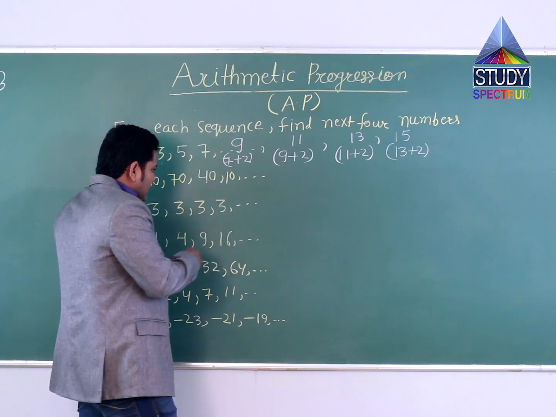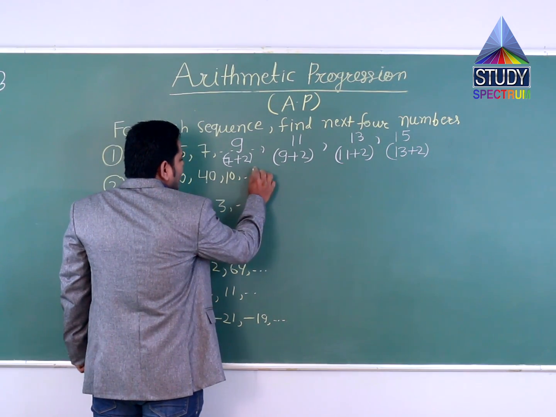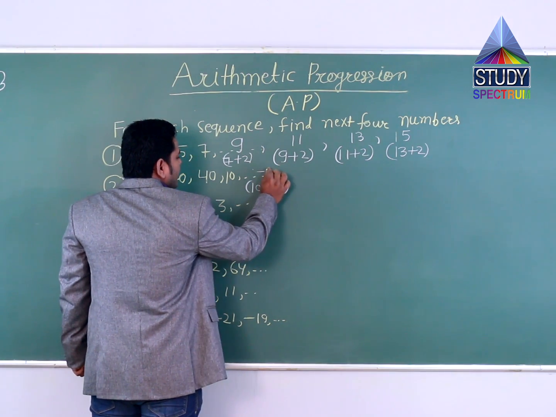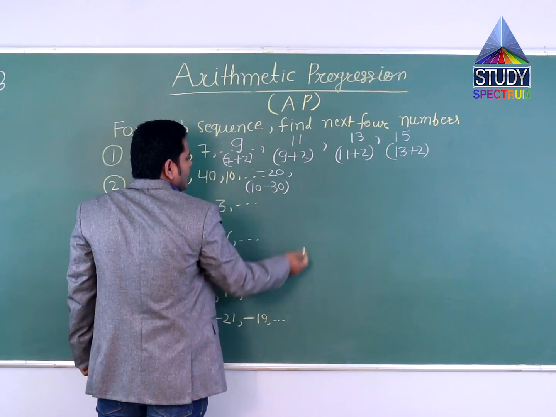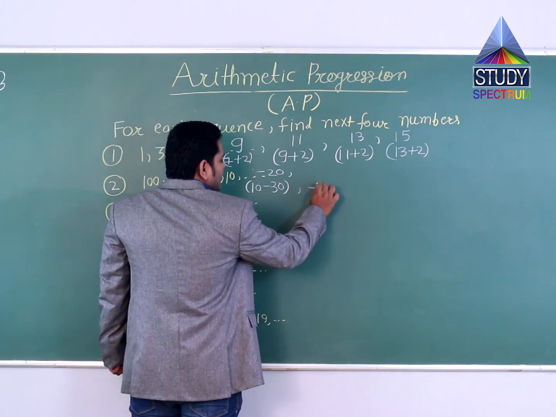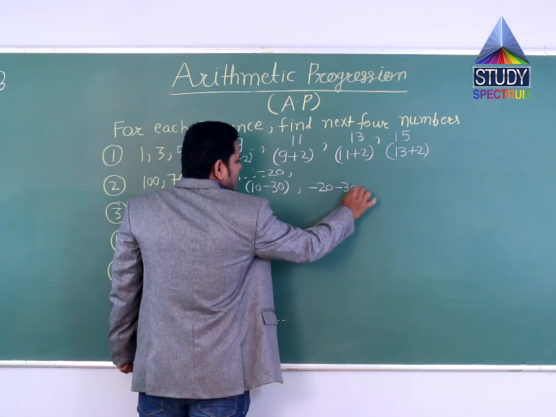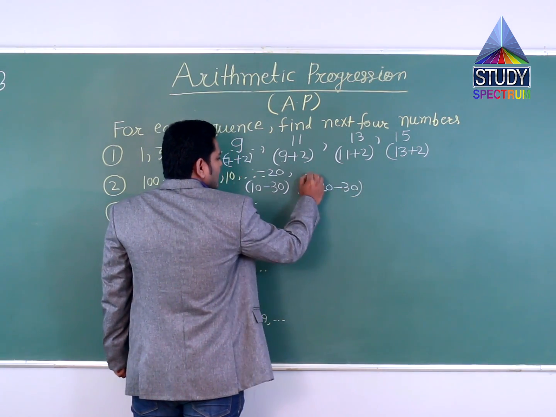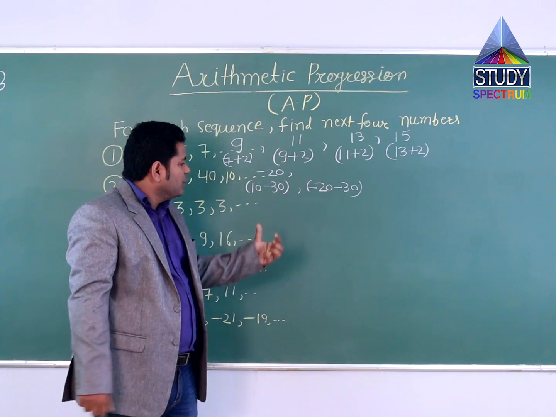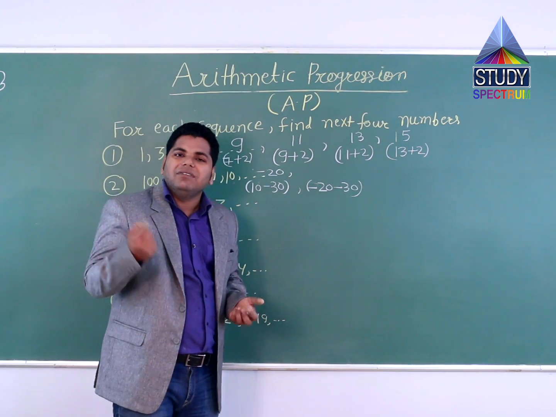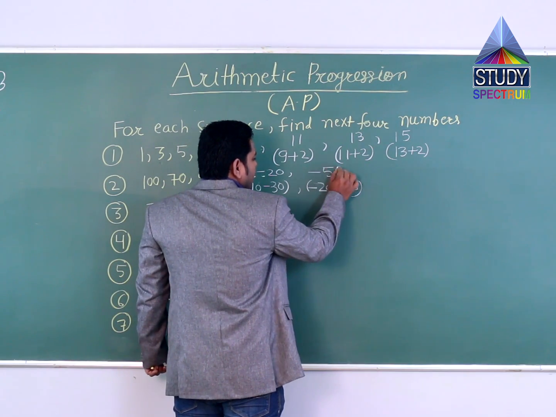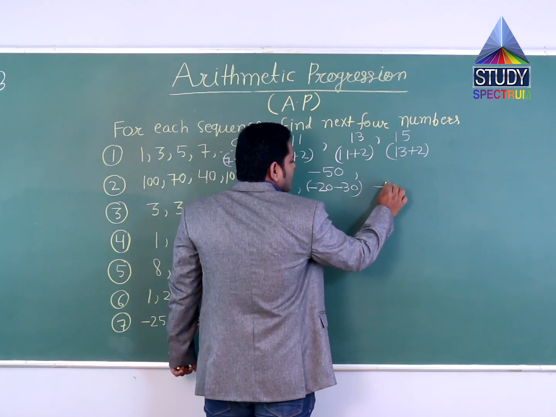It means each term can be obtained by subtracting 30 from the preceding term. So the next term will be 10 minus 30, that will be minus 20. And what will be the next term? Minus 20 minus 30. Both have the same sign, so both numbers will be added together, and we put the sign of the numbers because both have the same sign. So it will be minus 50.